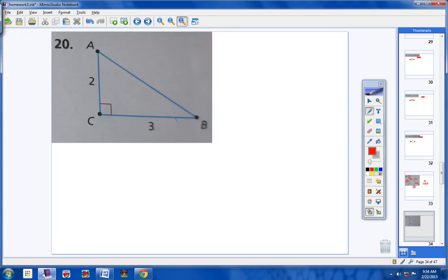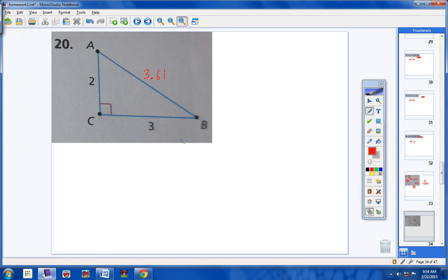Do we know two sides? Yes. So, let's find the hypotenuse first. Pythagorean's theorem. Leg squared plus leg squared equals hypotenuse squared. That would be 4 plus 9 equals h squared, which would be 13 equals h squared. Take the square root of both sides. The square root of 13, of course, the directions say to round to 2 decimal places, so you will get 3.61. Okay? If you round correctly, the square root of 13 is 3.61.